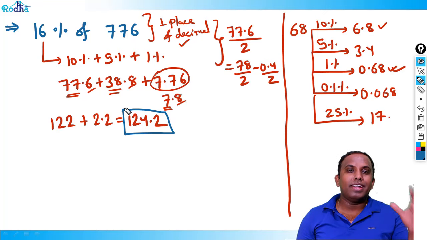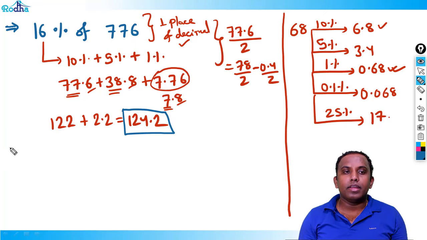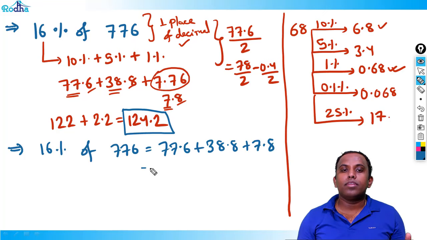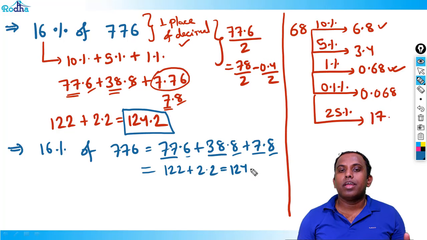Assume you have to solve it mentally right now: 16% of 776. What is 10%? 77.6. Half, that is 5%: 38.8. What is 1%? 7.76, I'll write 7.8. The answer: 77 plus 38 is 115, plus 7 is 122. 122 plus 0.6 plus 0.8 plus 0.8, that is 2.2. So 122 plus 2.2: the answer is 124.2. It should go that fast.